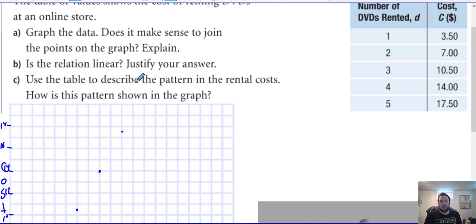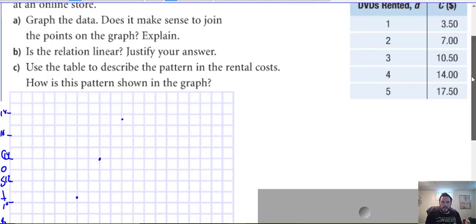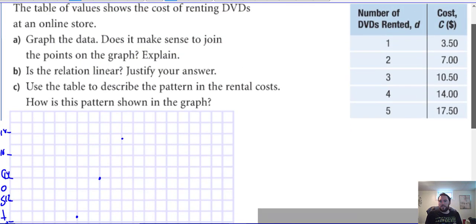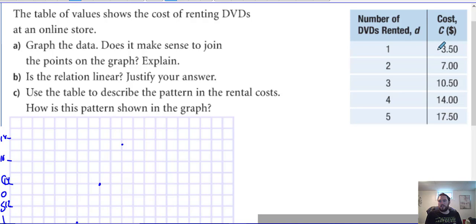So is this relation linear? Again, the idea is, does it make a line? Graphically, we can see, yeah, that's a line. Or on my table of values, we can see, yeah, it has that constant rate of change, up 3.50, up 3.50, up 3.50. Finally, use the table to describe the pattern in the rental costs. How is the pattern shown in the graph? So again, what does it mean? Well, you could describe what's going on here. It is $3.50 per DVD. It's not a secret that that's what's happening here. It's going up 3.50, up 3.50. So that's what it's saying.